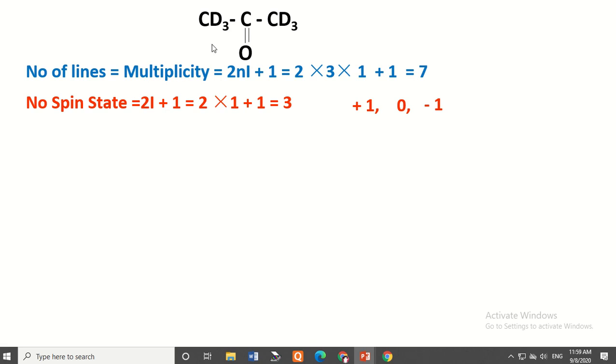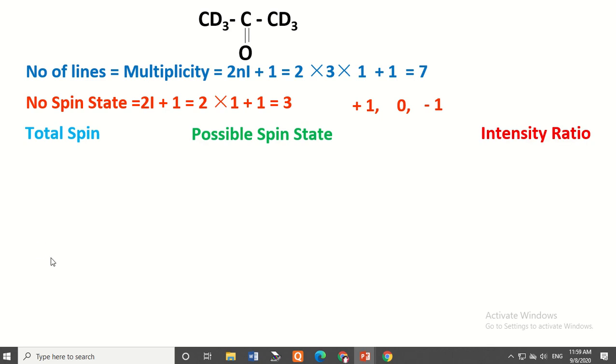Now friends, 7 lines are obtained. Consider the first line with total spin equal to 0. The second line is considered as plus 1, the third line as plus 2, and the fourth line as plus 3. Similarly, minus 1, minus 2, minus 3. The 7 lines are present in the total spin form in this way.